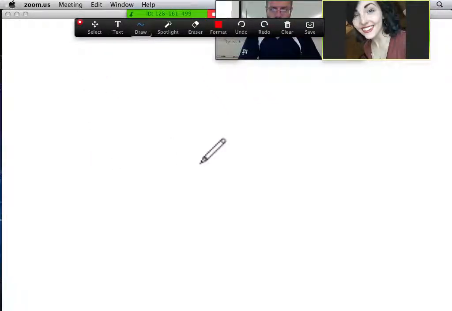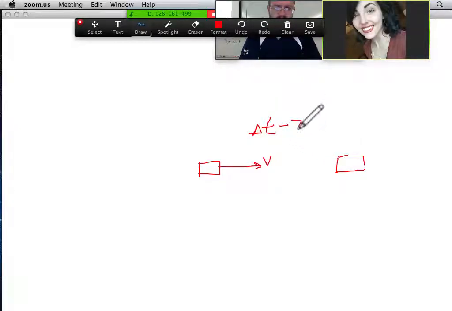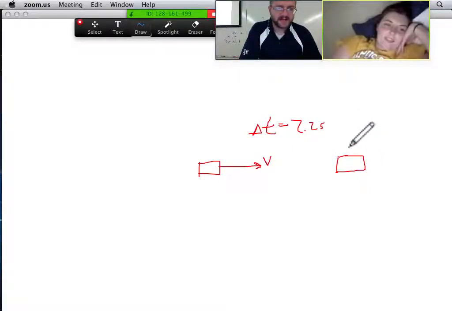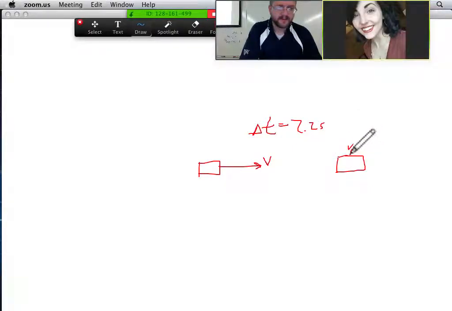So here's our car. Nice car. It's going this way. That's our initial velocity, whatever it is. Our final velocity is 0 because we're going to stop, and we're going to stop in 2.2 seconds, did it say? Delta t equals 2.2 seconds. Right? Our final velocity is 0. So our initial velocity is whatever it is.